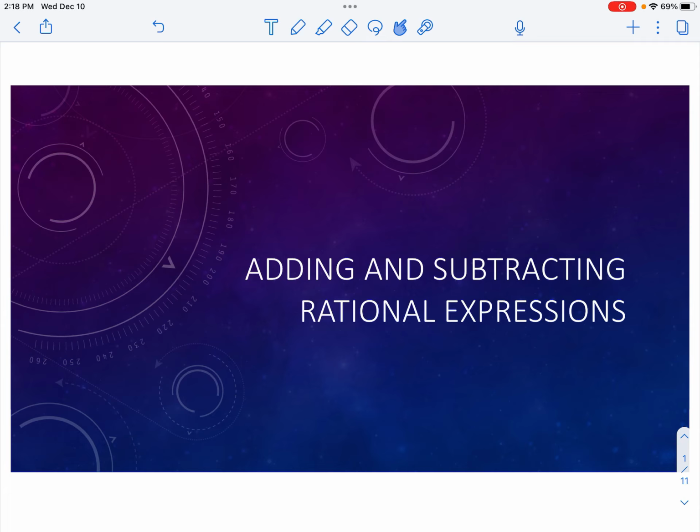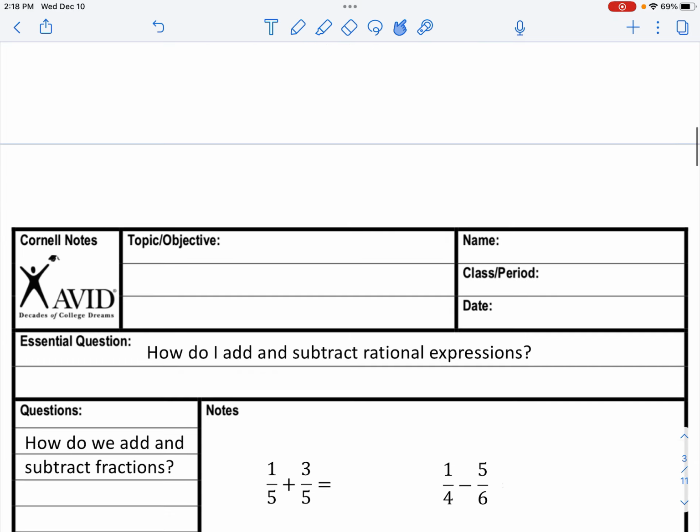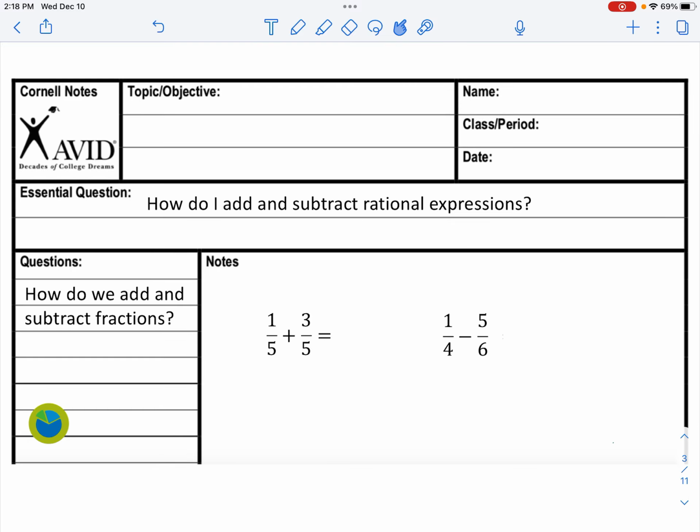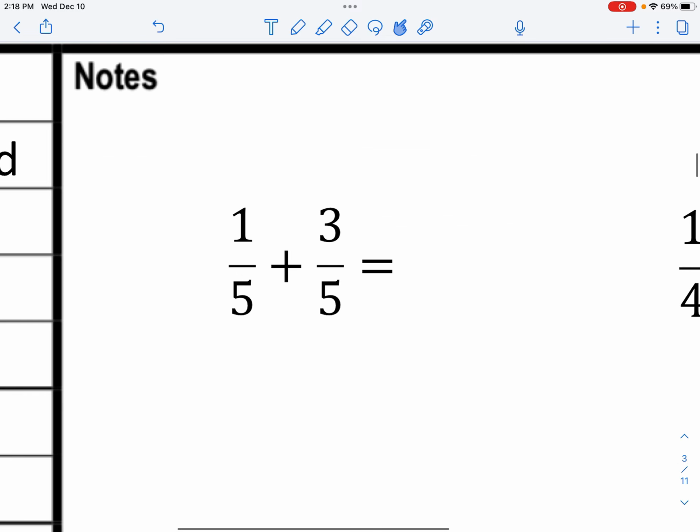Okay, this lesson is on adding and subtracting rational expressions. Okay, so how do we add and subtract rational expressions? In other words, fractions. Just a reminder that when we add and subtract, it's a little bit more challenging than multiplying and dividing because we need a common denominator.